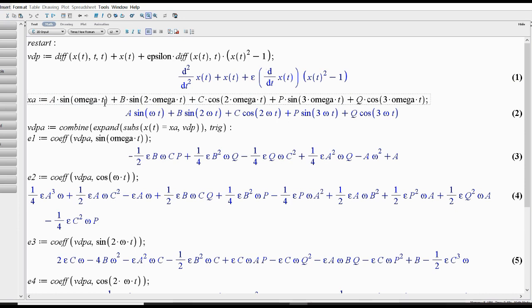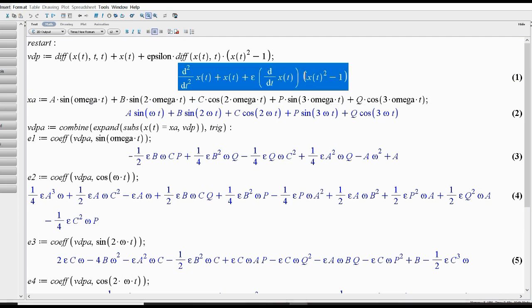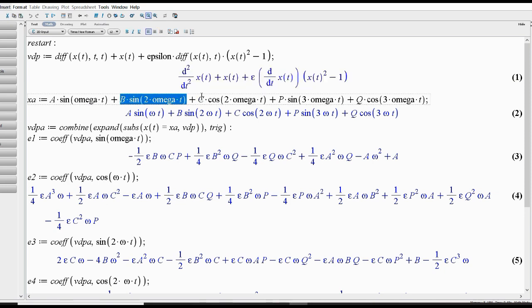oscillator. The cosine omega t term is not retained because this is an autonomous system. So I can start the clock in such a way that one of those is 0. The sine 2 omega t and the cos 2 omega t I am retaining, but you will see that they are in fact 0. Then I am retaining a sine 3 omega t and a cos 3 omega t.